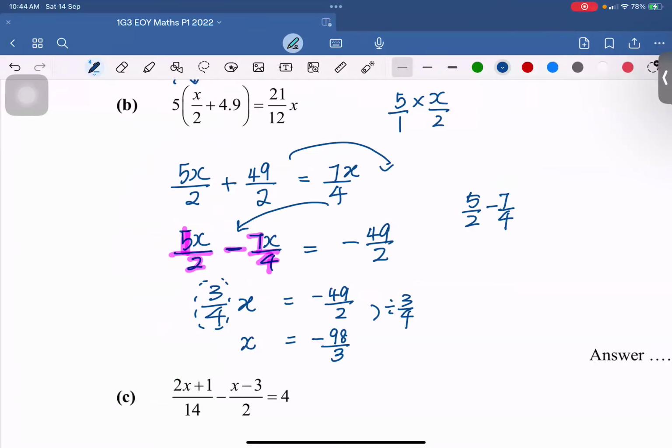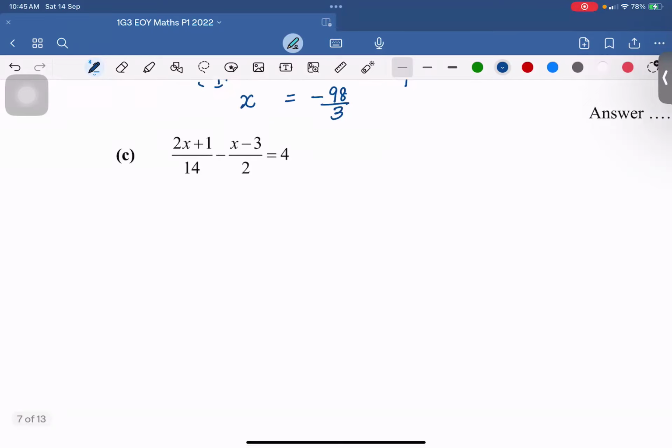Okay, anyone happen to have the same answer as me? No one has the same answer as me. Oh, did I do it wrongly? Oh no. Anyone got this answer? Yes, one person got the answer. Okay, a few of you got this answer. Okay, that means I should be correct. It cannot be all of us make the same mistake, right?